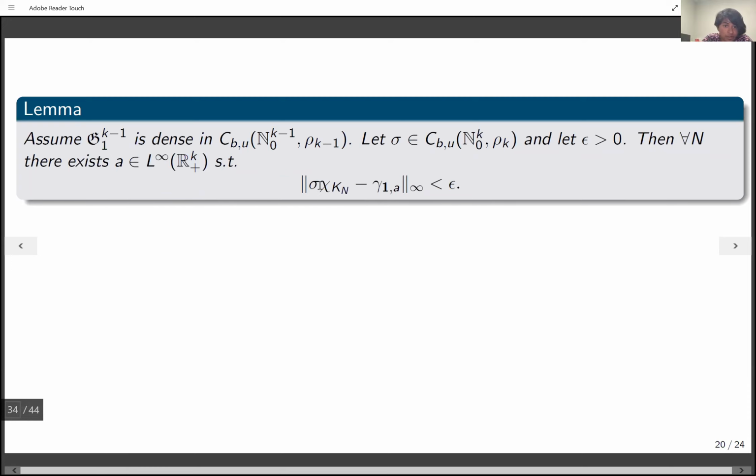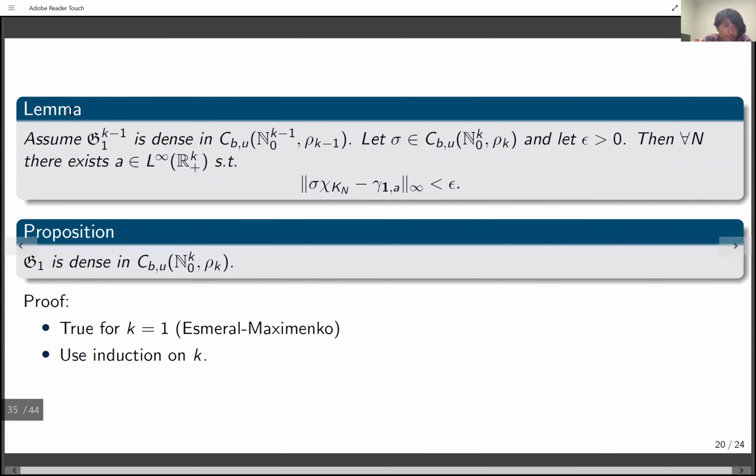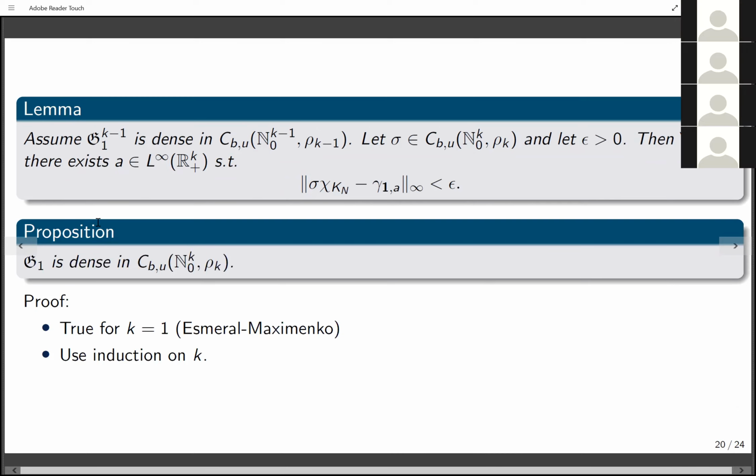We are not proving this without the assumption, so we have to assume this to control this part. We'll discuss the proof of this lemma later. And with this lemma and the previous proposition, we get the density of G1 in CBU. So the proof is simple.